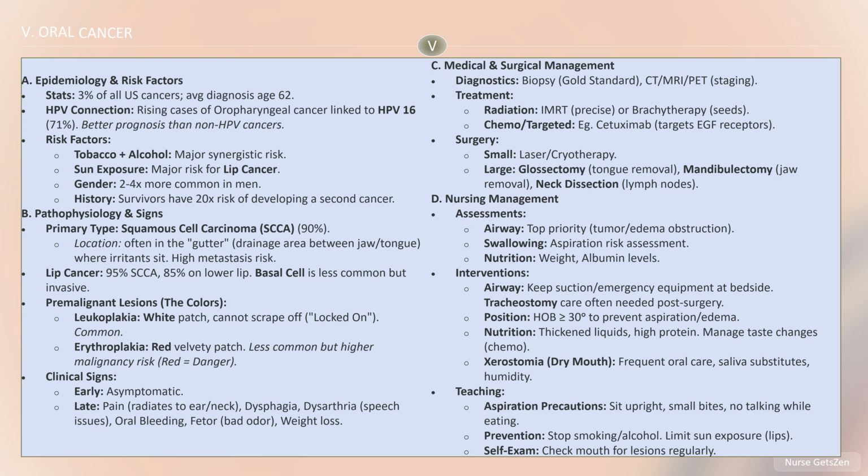Consult a nutritionist to ensure adequate caloric intake. Educate the patient on aspiration precautions and the importance of avoiding tobacco and alcohol. Provide education on high protein foods and the use of sauces and seasoning to improve taste. Also, teach patients or family how to perform a daily oral cavity assessment and manage the dry mouth.